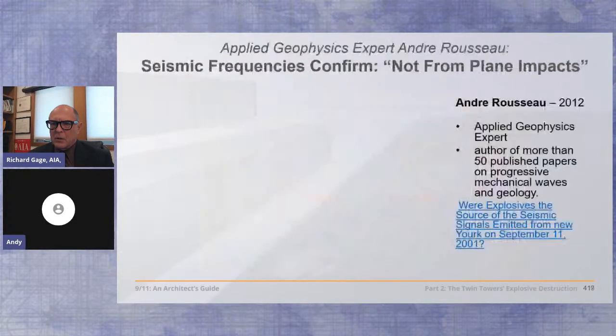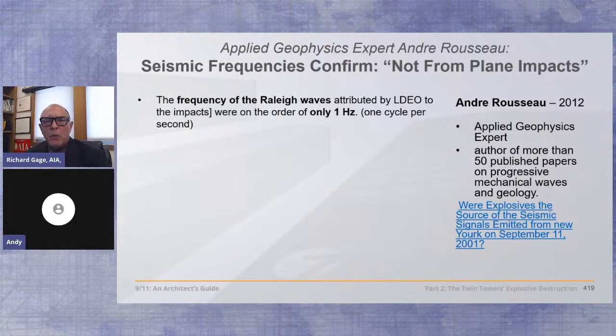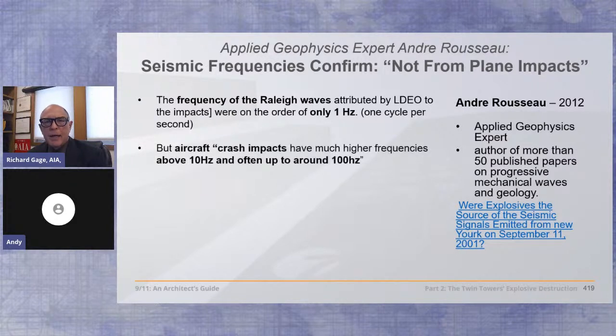You're going to hear him twice. So Andre Rousseau is an applied geophysics expert, author of more than 50 published papers on progressive mechanical waves and geology. He's giving a peer review of the work by the Lamont-Doherty Earth Observatory run by Columbia University. He says, hey, wait a minute, slow down, everybody. The frequency of the Rayleigh waves attributed by LDEO to the impacts were on the order of only 1 hertz, 1 cycle per second.